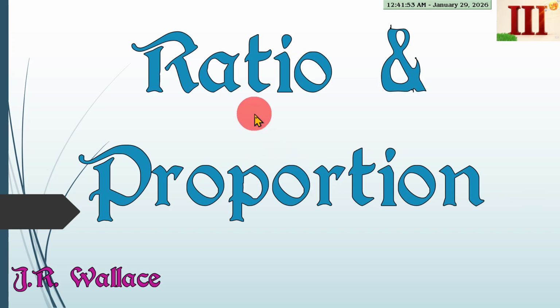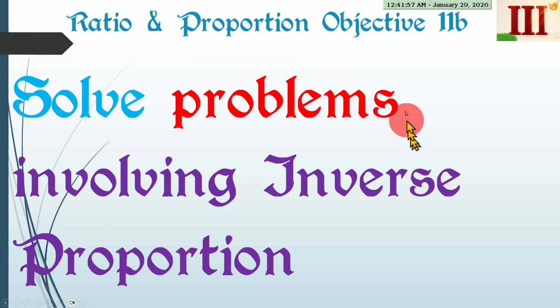So we continue with our topic, ratio. Now that we've made it to objective 11, actually B, we were at 11. Got one more objective behind this, 12. Let's focus on objective 11 and solve problems solving inverse or indirect proportion.